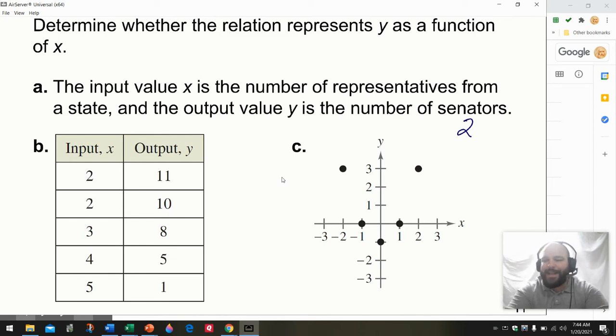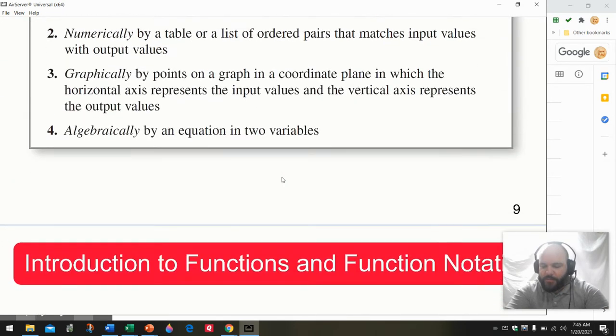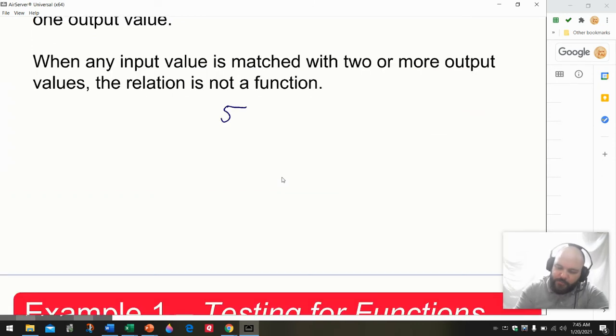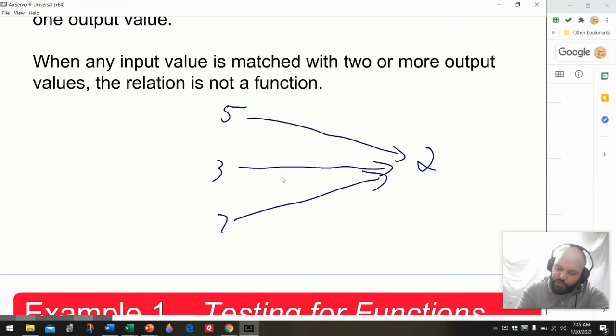That is set. So no matter what the input value would be, any number of representatives, the output value would always be 2. And so what you would have is a scenario, and I'm just going to make some numbers up. So we could have like 5, we could have like 3 or 7. All of those numbers are always going to be paired down to 2 like that, because there's only ever 2 senators from the state. So therefore, yes, this would be a function.